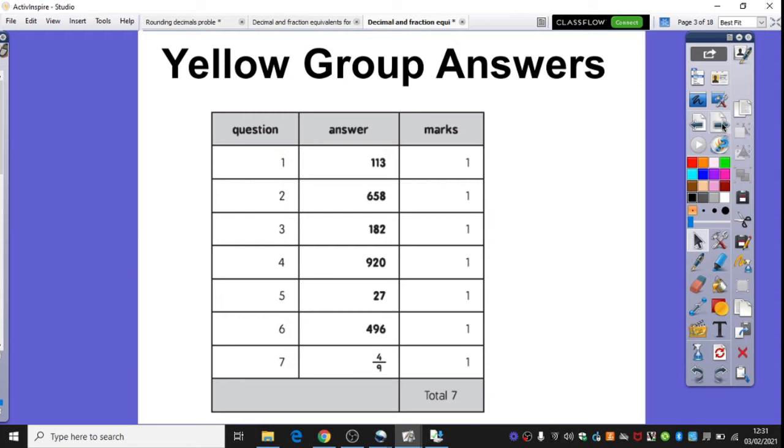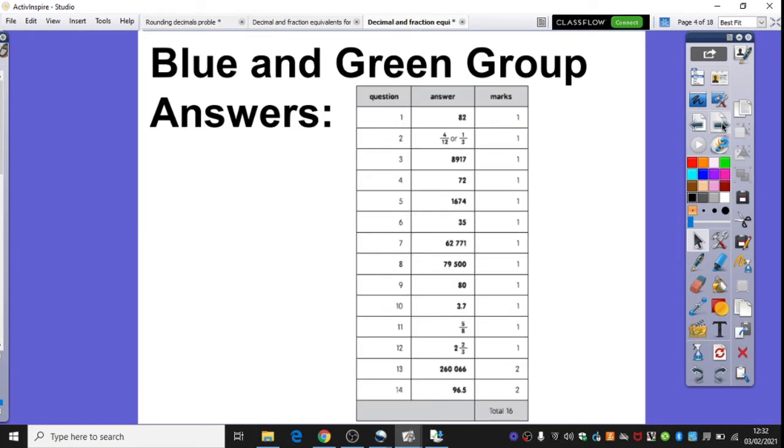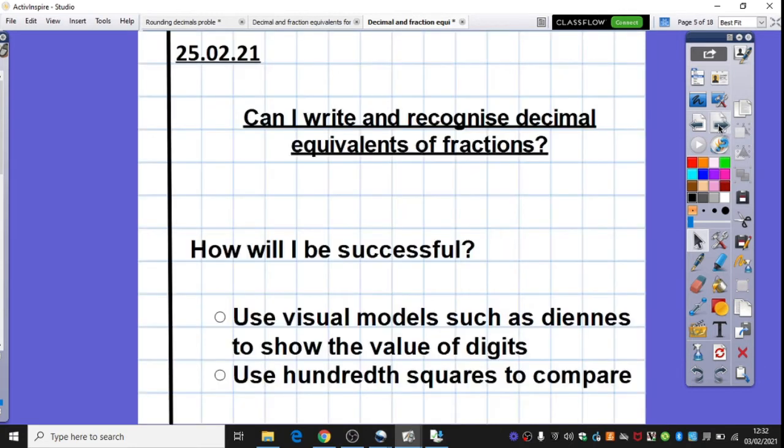Okay, so here's the answers for yellow group. If you'd like to pause the video here, yellow group. And here are the answers for blue and green group. Again, if you'd like to pause the video here so you can mark your arithmetic papers too.